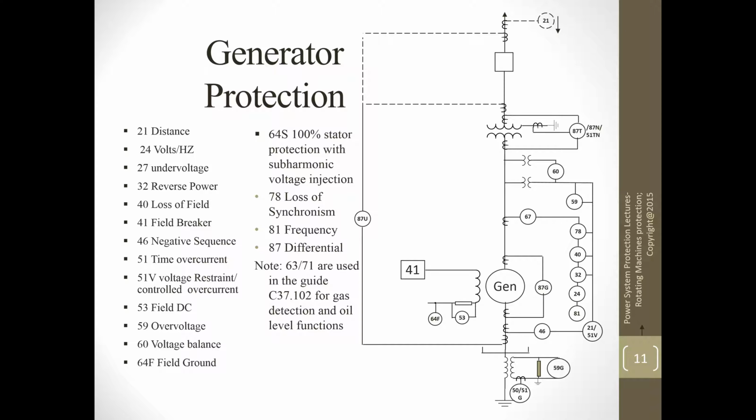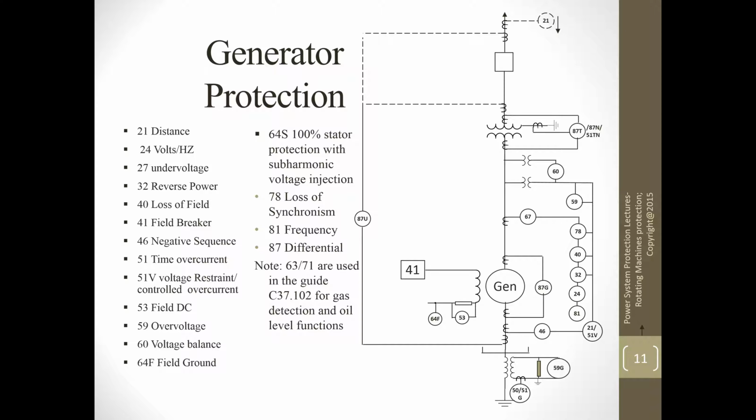You have undervoltage detection, 27. 32 is reverse power. The numbers are all IEEE designations for different functionalities of the protection. Loss of field, if the field breaker opens, is detected by 40. 41 is the field breaker protection. 46 is negative sequence. 51 is time overcurrent. Voltage-restrained or voltage-controlled overcurrent relays are also available. Field DC protection, 53. 59 is the overvoltage. 60 is the voltage balance. And then 64 is the field ground detection.